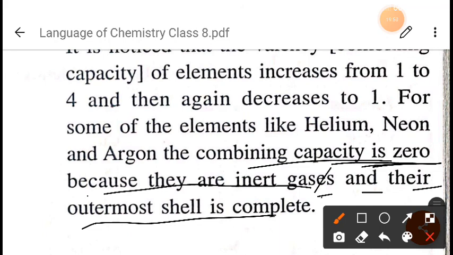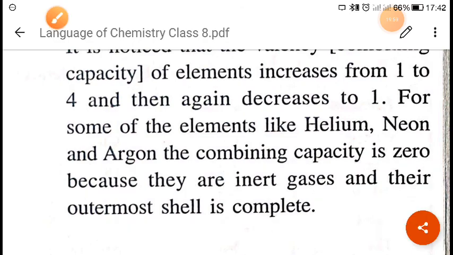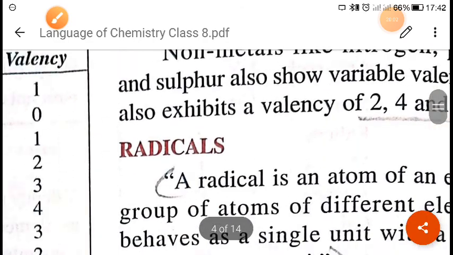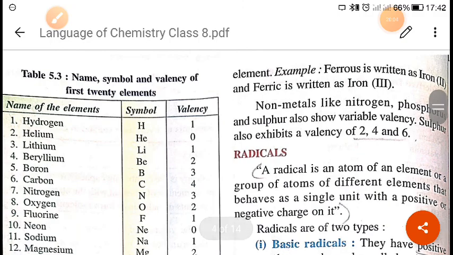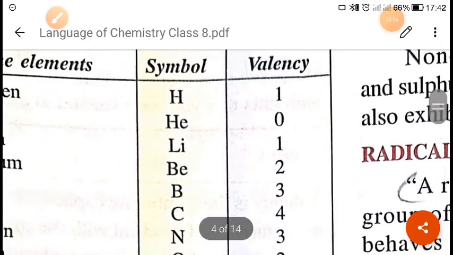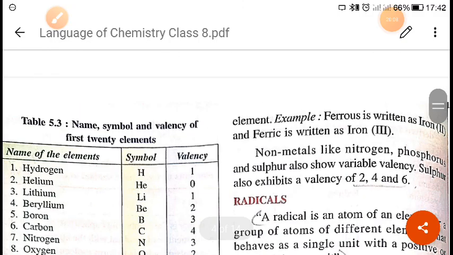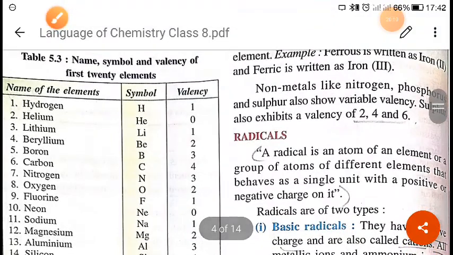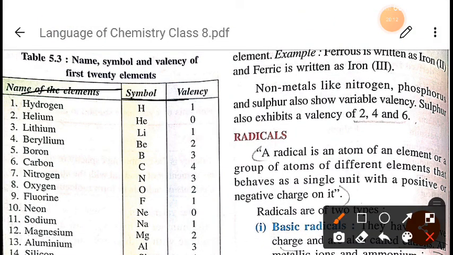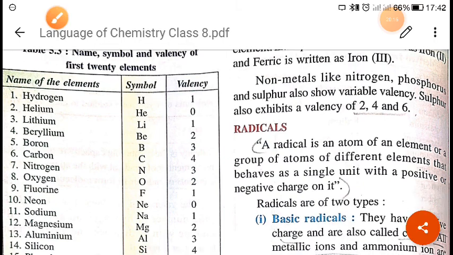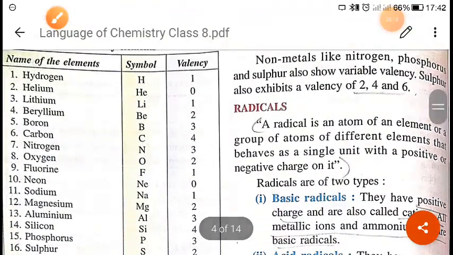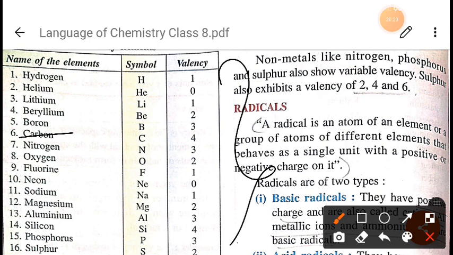And there is one table given. You should write this table in your copy because it is important. Here you can see the name of the element is given, the symbols are given, and the valency is given. It goes up to 20, so you should write these 20 in your copy and memorize them.